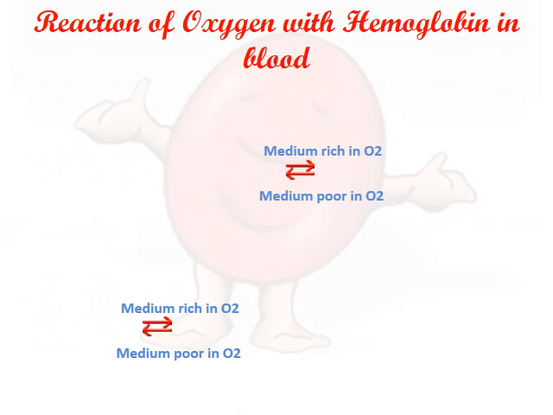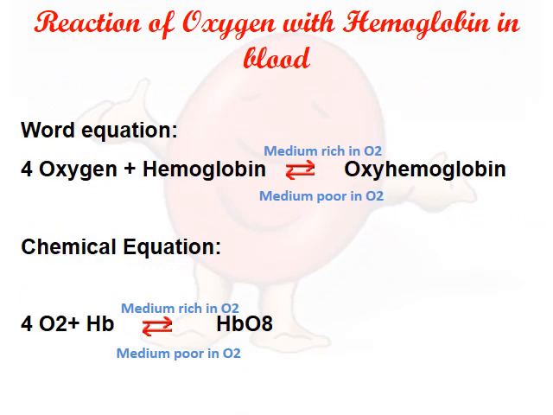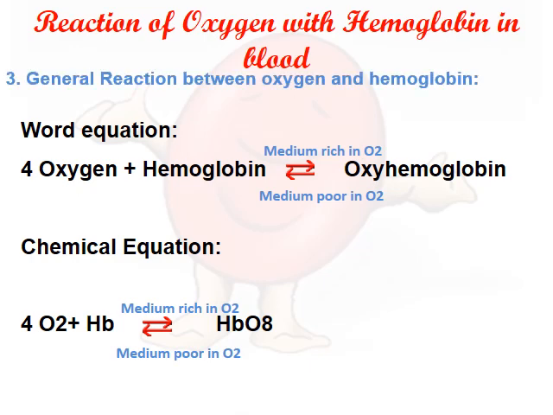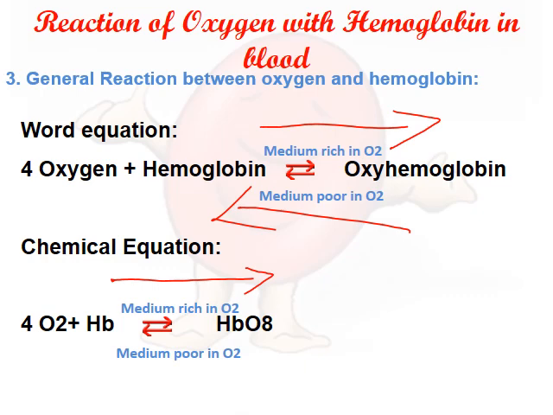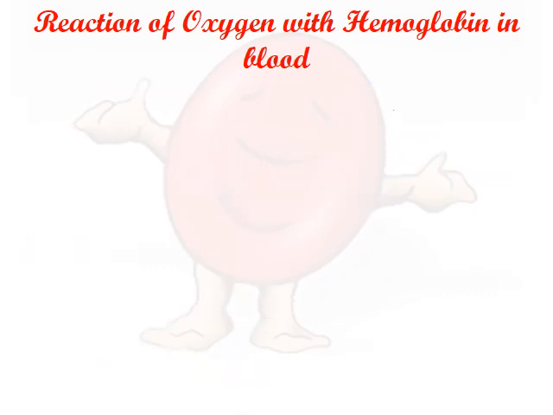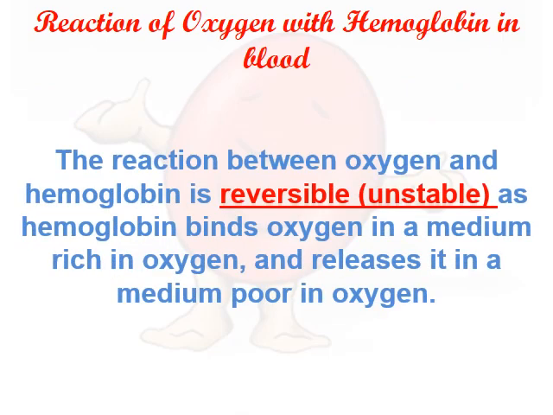Moving to the general equation, the word and the chemical one. So the general reaction between oxygen and hemoglobin, the word equation is 4O2 plus hemoglobin. In the medium rich in O2, we're gonna move in this direction. In the medium that's poor, we're gonna move in the opposite direction. That means that this reaction is a reversible reaction. So 4O2 plus Hb in the medium rich in O2, we move in this direction. In the medium poor, we move in the opposite one. So the reaction, as I said, between oxygen and hemoglobin is reversible, meaning that it's unstable, as hemoglobin binds oxygen in the medium that's rich in oxygen and releases it in a medium poor in oxygen.